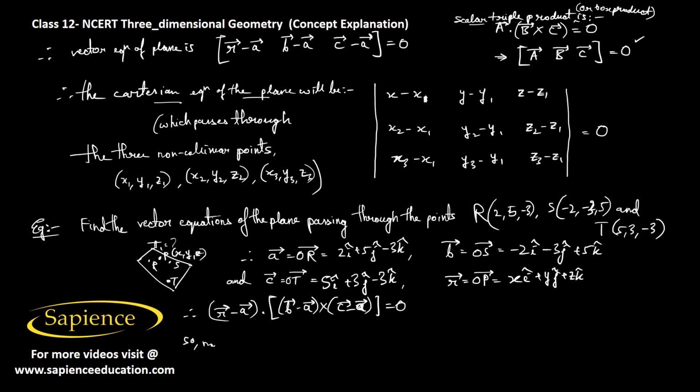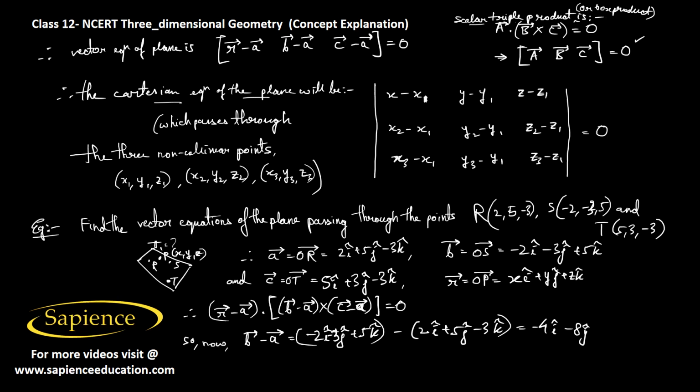Now B vector minus A vector we need to find. That would be equal to (minus 2i cap minus 3j cap plus 5k cap) minus (2i cap plus 5j cap minus 3k cap). So that would be minus 4i cap, then minus 3 minus 5, that is minus 8j cap, and plus 5 plus 3, that is plus 8k cap.